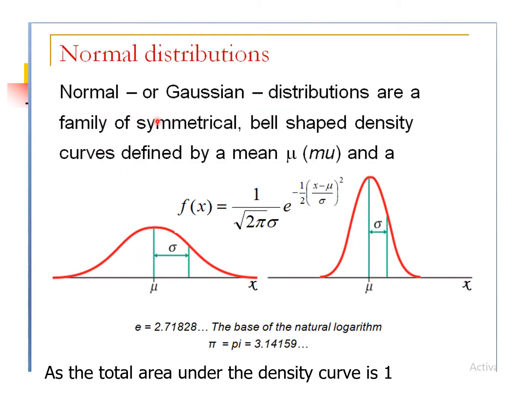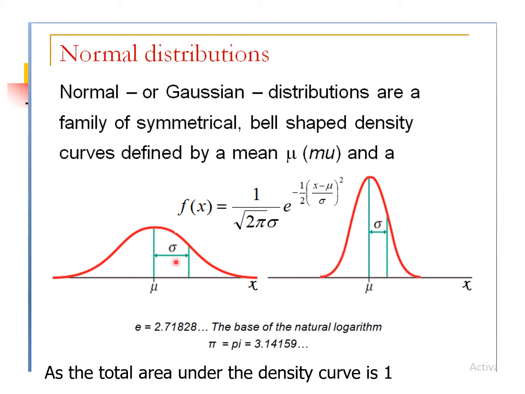The normal or the Gaussian distribution is a family of symmetrical bell-shaped density curves defined by mu and sigma. The total area under the curve is 1. So if you have a standard deviation which is large, then you can see this type of a bell-shaped curve. And if you see that the standard deviation value is less, then you can see a taller curve like this.